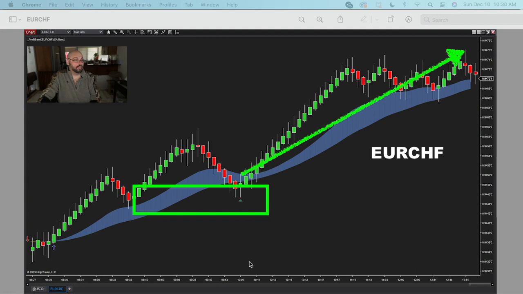In this example, we're going to be looking at the Euro versus the Swiss franc. So Euro Swiss franc is the currency pair that we are taking a look at today, employing the Profit Pack, guys. Same systematic setup that we're always looking for.